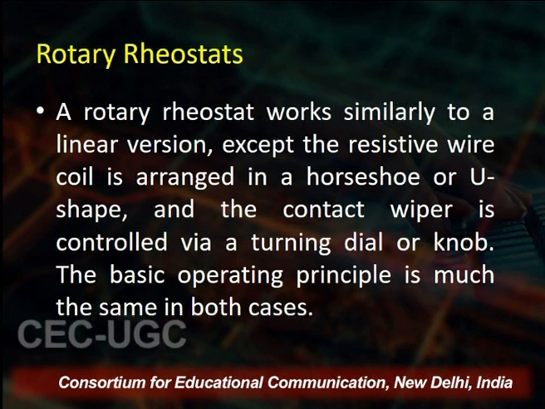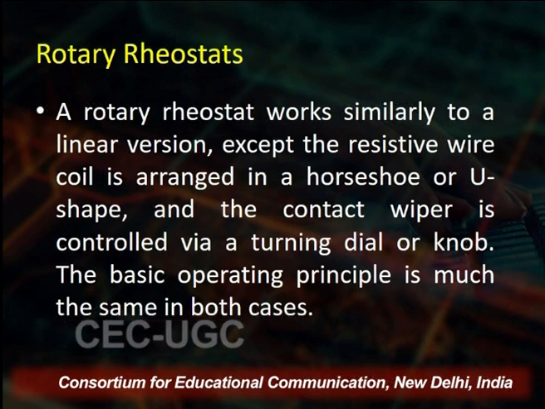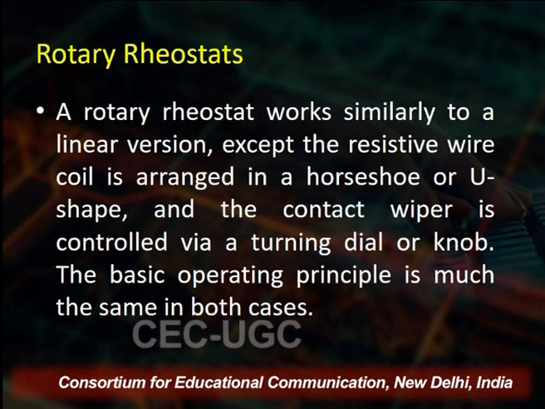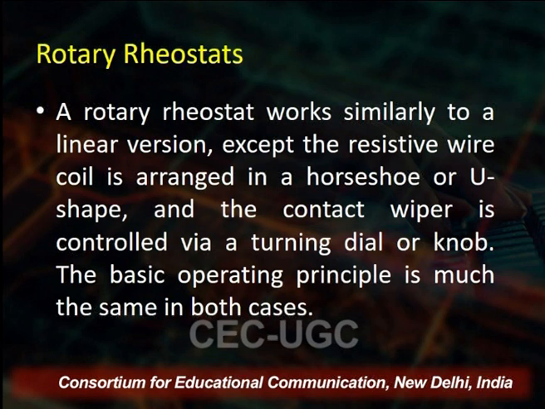As the name suggests, it has a rotary path. A rotary rheostat works similarly to a linear version, except the resistive wire coil is arranged in a horseshoe or U shape, and the contact wiper is connected via a turning dial or knob. The basic operating principle is much the same in both cases.